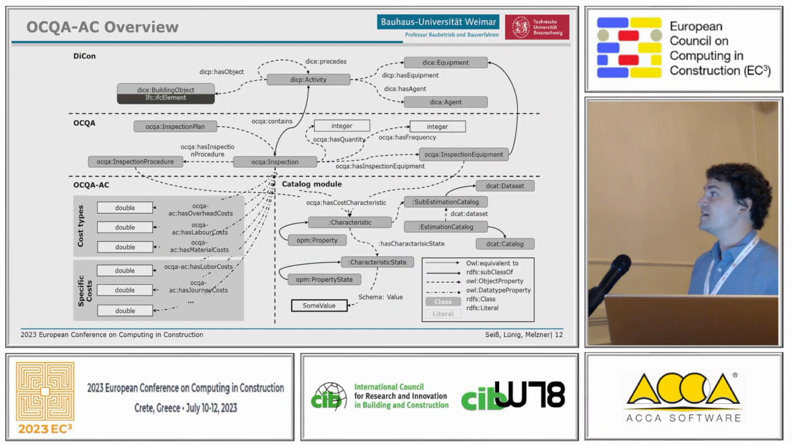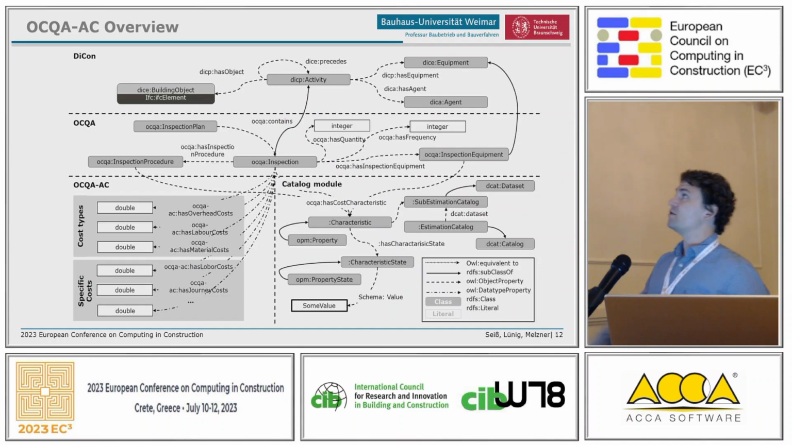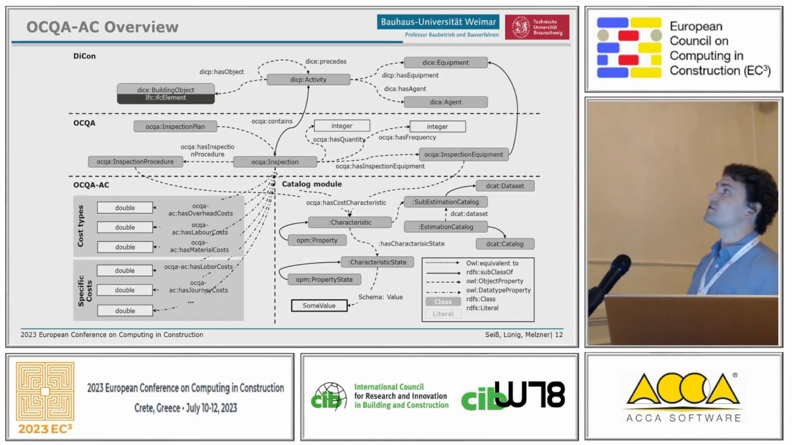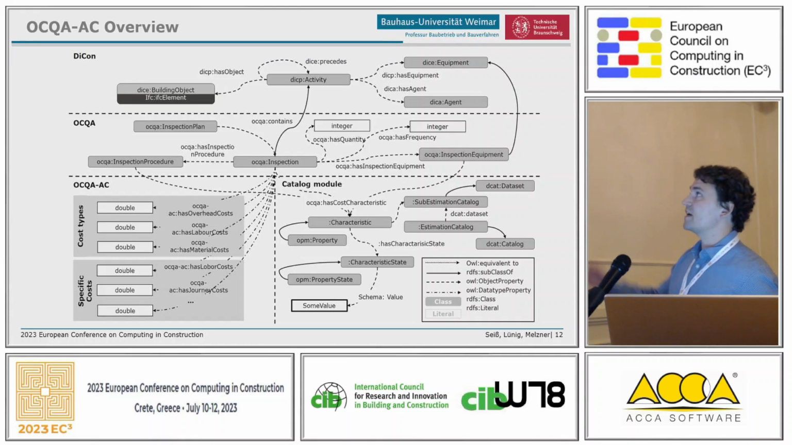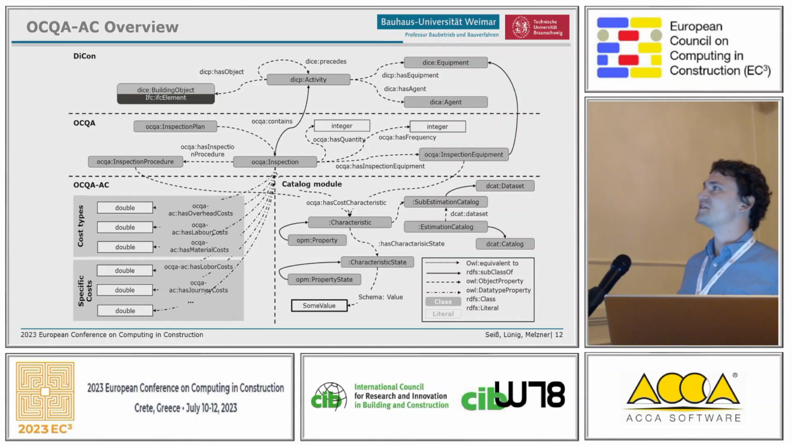And this is then the result of our ontology. So on the top we have the Dicon ontology, which is defining, for example, activities, the agents, the equipment, but also providing us with a proper alignment to other ontologies, like for example ontologies which describe the building by itself, for example via IFC-OWL or the BOT ontology. So we also solve this problem by reusing Dicon.